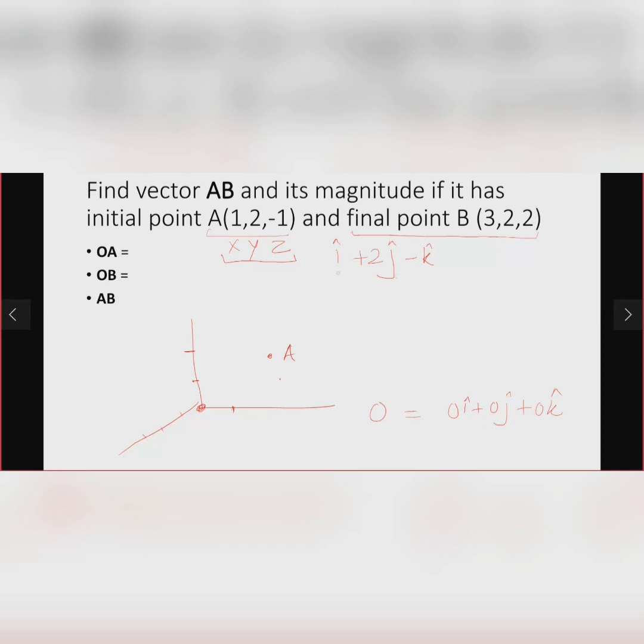OB would be 3i hat plus 2j hat plus 2k hat. Now you have the OA vector and you have the OB vector. How will you find the AB vector? Ma'am, by subtracting them. Going from vector B minus vector A. So this is your OA vector. This is your OB vector. Now you have to get the AB vector, right?